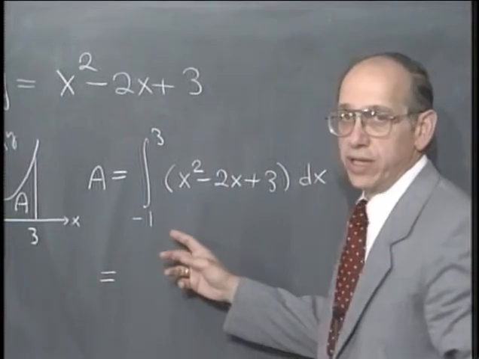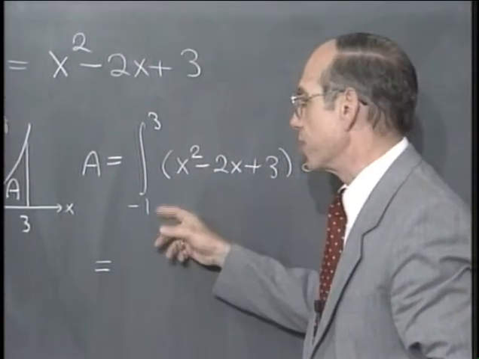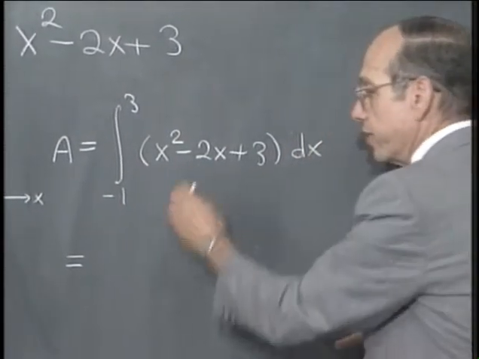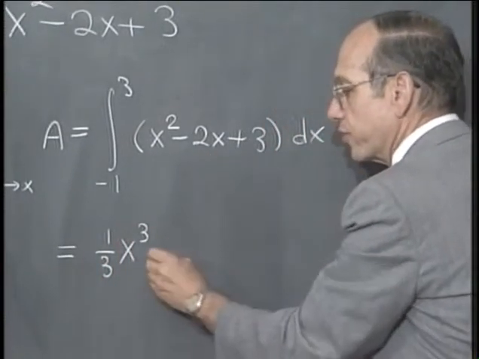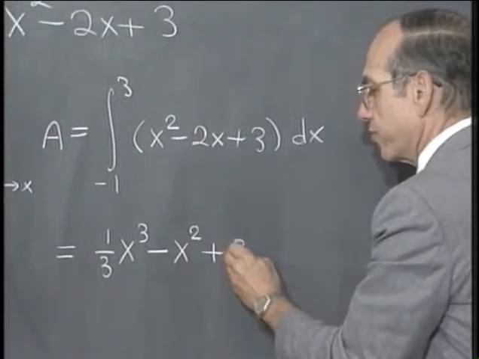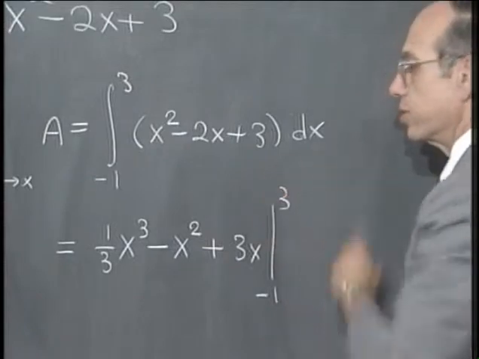Evaluating a definite integral means what? Find the antiderivative, substitute the two limits, and do the arithmetic. So the antiderivative: 1/3 x cubed, the antiderivative of minus 2x is minus x squared, plus the antiderivative of 3 is 3x, and we evaluate from minus 1 to 3.